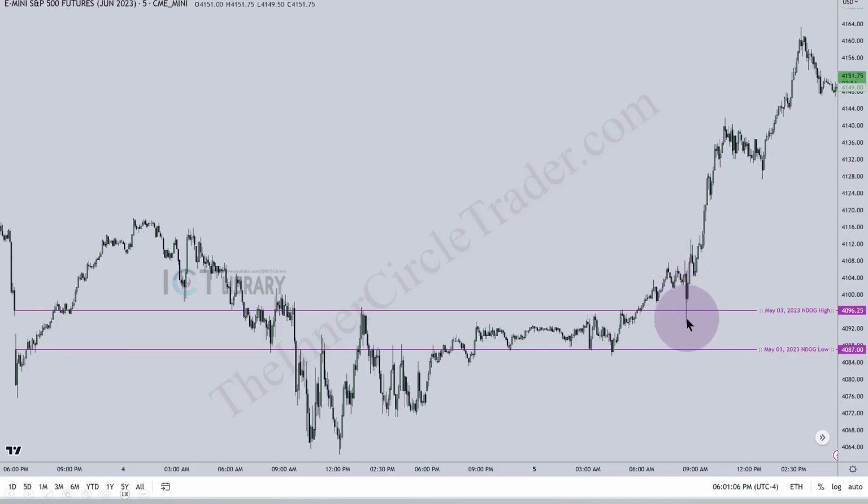So the wicks do the damage, but the body tells the story. The bodies of these candles were not willing to even close below that swing low. So we dug down into this old new day opening gap high, allow price to send it higher, fair value gap, order block, and then starts to rally. New day opening gaps, I like to see them act as a supporting factor or a resistance to an idea that I have already arrived at with other PD arrays or other analysis concepts.